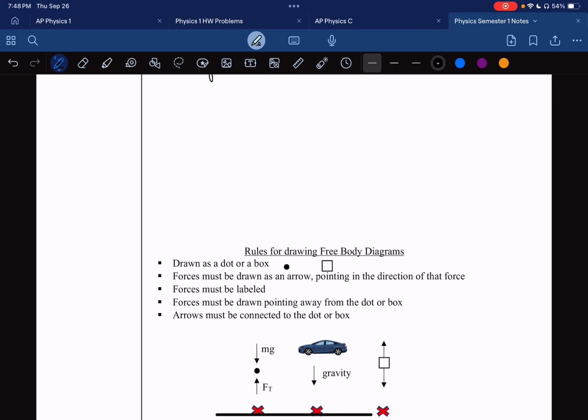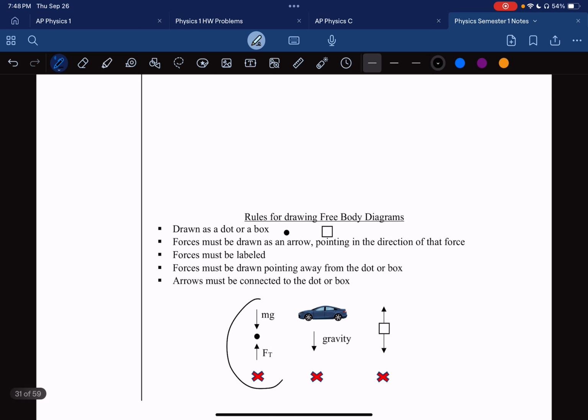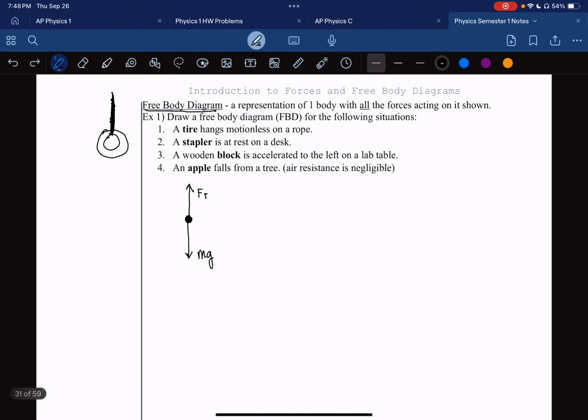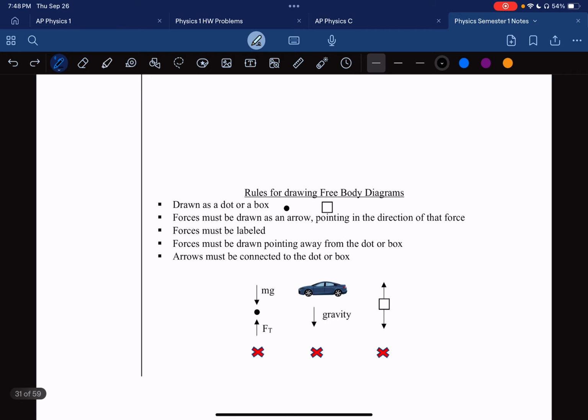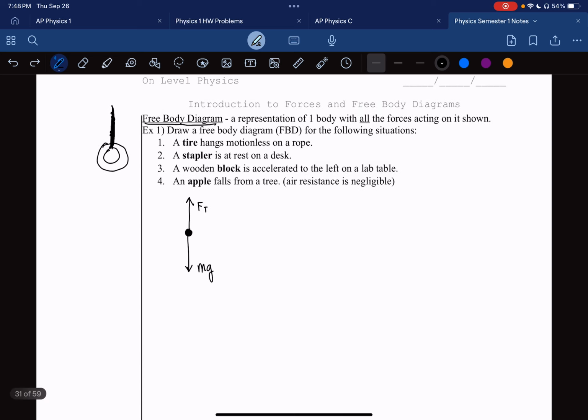The forces must be drawn pointing away from it. So don't do something like this. Don't do that. Don't put mg pointing towards the dot and Ft pointing towards the dot like that. They must be pointing away from it. And the last rule, arrows must be connected. So in other words, don't do this, which I see a lot of, just real messy kind of thing here. Let's not do that. That's number one. That's it.